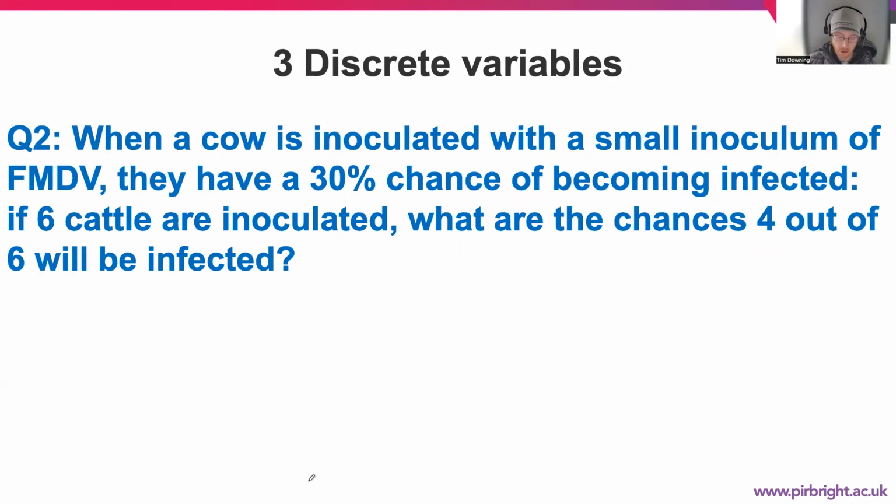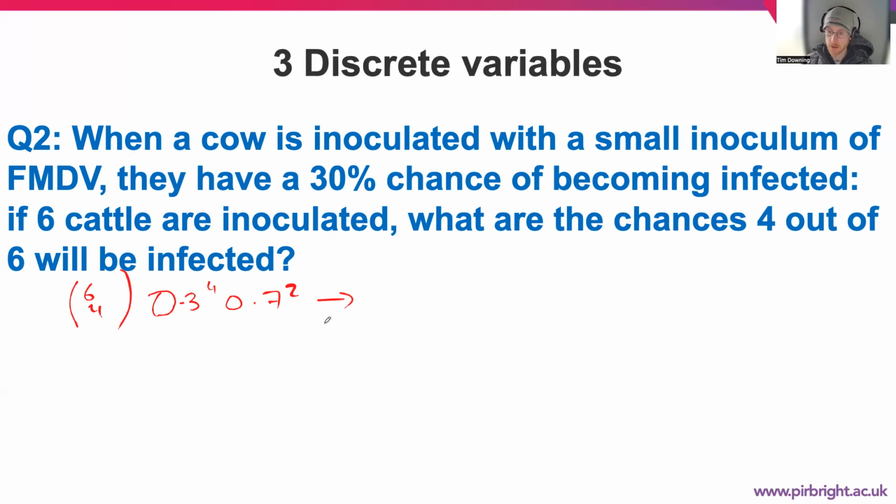Say you have a cow inoculated with FMDV and they have a 30% chance of becoming infected. We can use that formula then to think if we have 6 cattle, what's the chance that 4 out of 6 will be infected? So we can think of our 6 choose 4, and we're going to multiply that by 0.3 to the power of 4 in this case, because that's the probability of being infected, and then 0.7 to the power of n minus k, which is 2 in this instance. And we're able to work that out and to determine that probability.